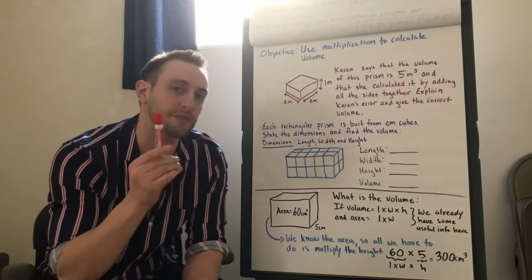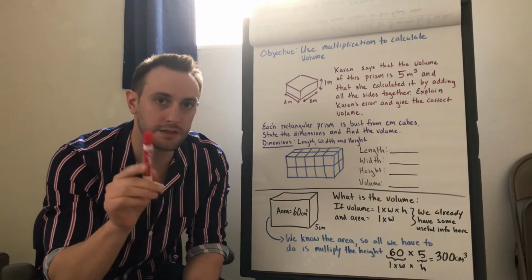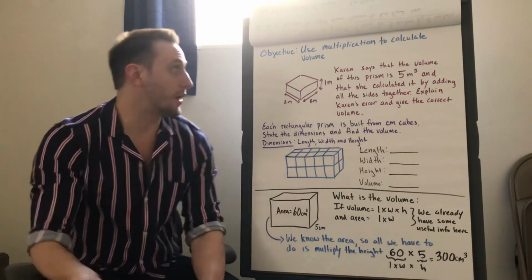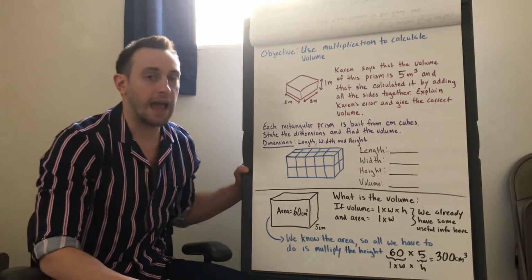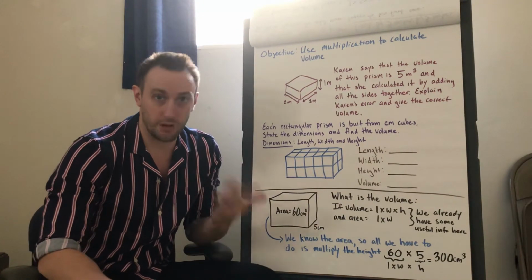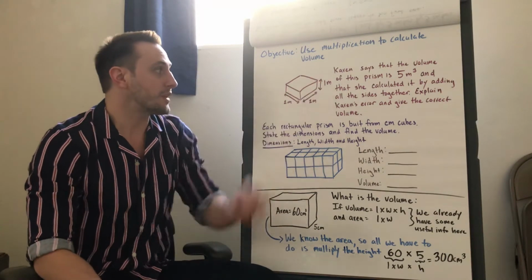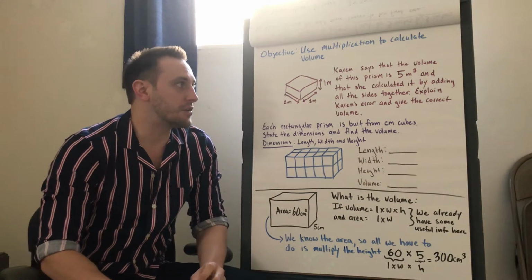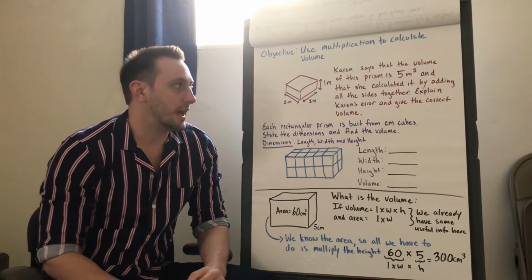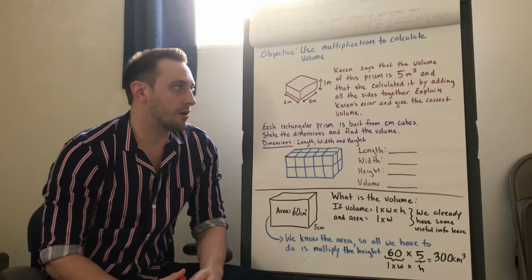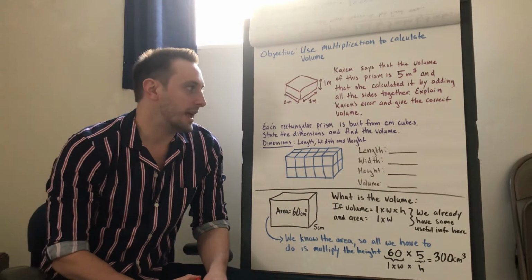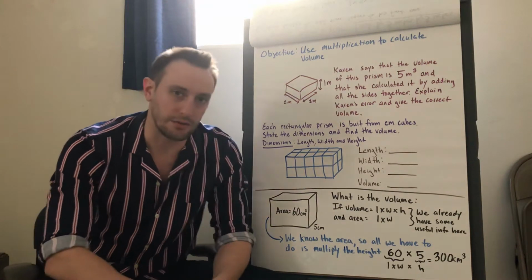But I have a question for you. We're going to go over an application problem for your mind. I'm going to read this problem, and I want you to pause the video, think it through, and then we'll come back and go over it. Karen says that the volume of this prism is 5 meters cubed and that she calculated it by adding all the sides together. Explain Karen's error and give the correct volume.